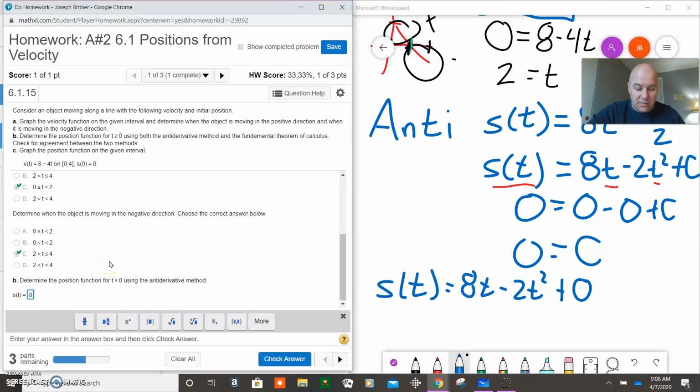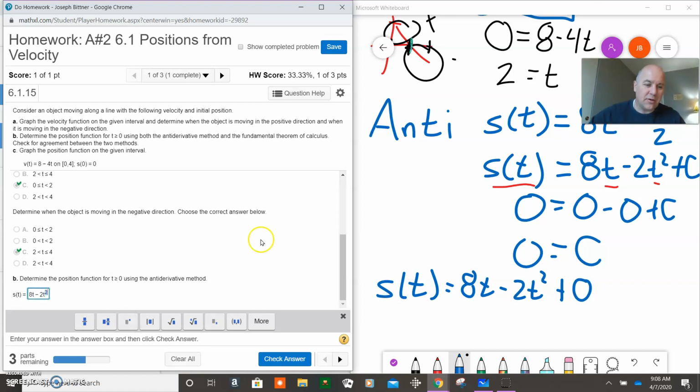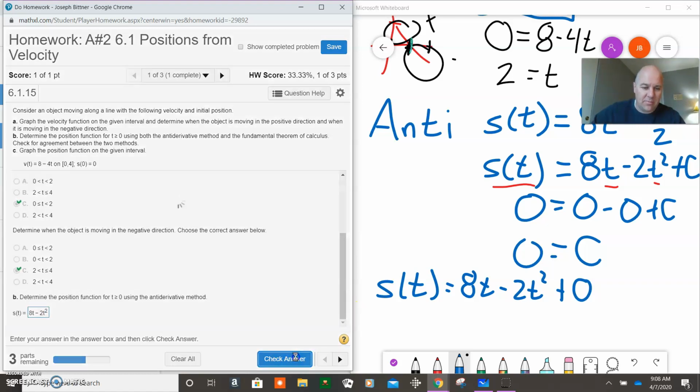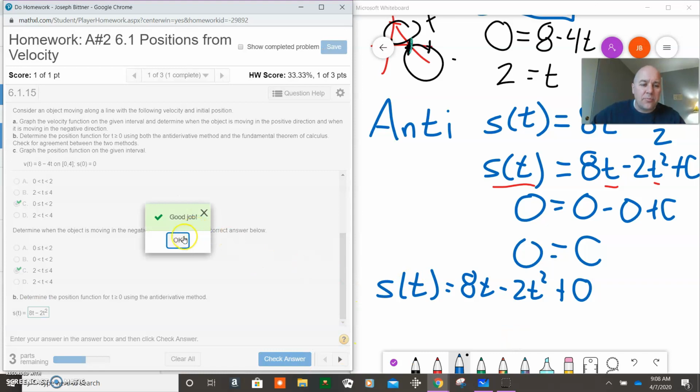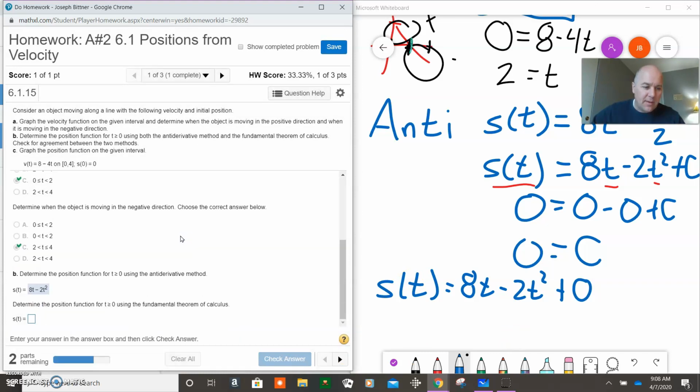If you want to try it, go ahead and do so, but you might get it wrong, so just be careful with that. 2 squared, and that should be my solution. And there's my answer. Now, the next problem, and again, it's really asking the exact same question.